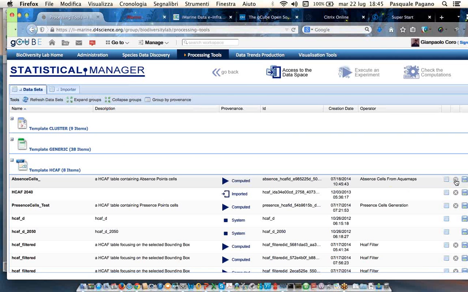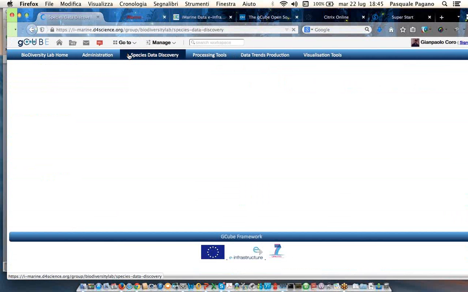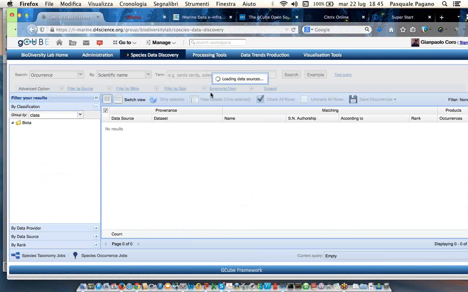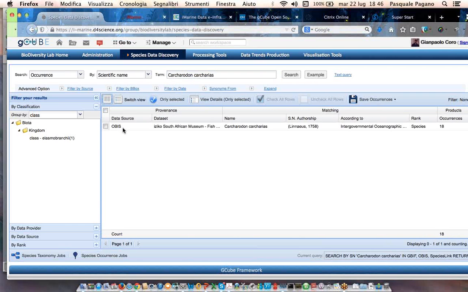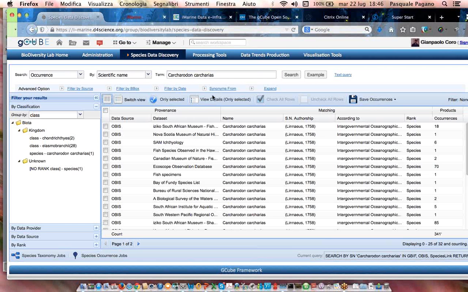There is the importing facility to, for example, import files and import new data sets, and this icon allows users to share or to visualize the contents of a certain data set. Some other facilities allow people to retrieve occurrence records for species. For example, in this case, I can search for white shark occurrences, and after a while, we will retrieve some data sets containing occurrence records.